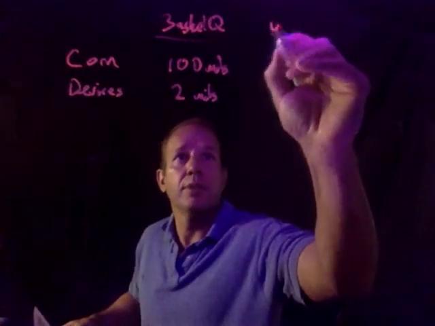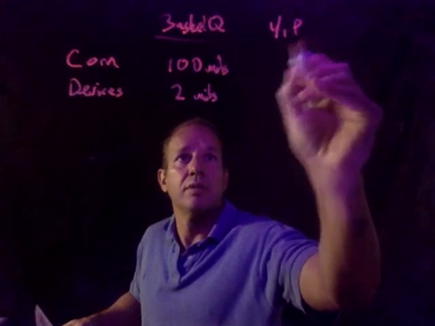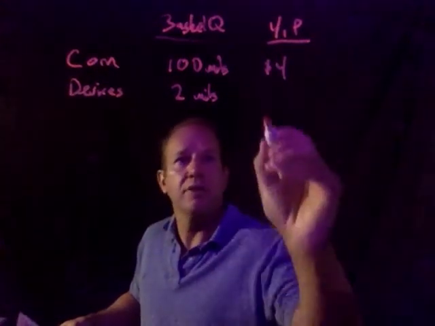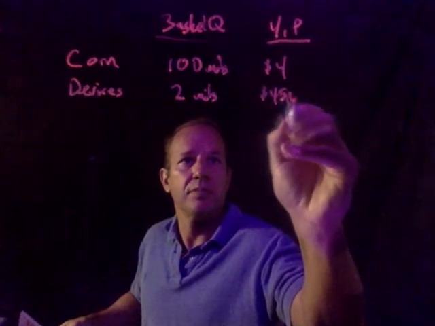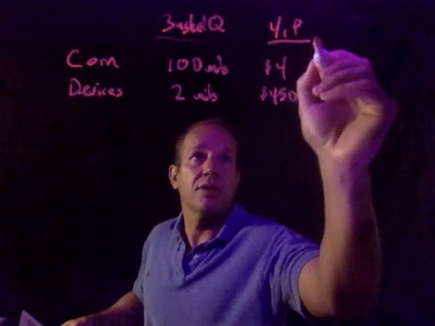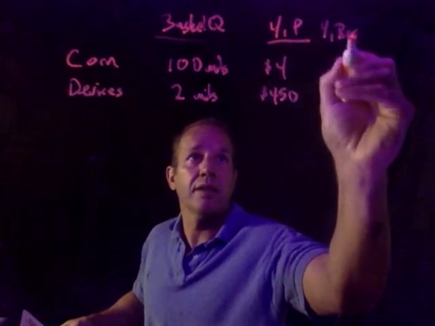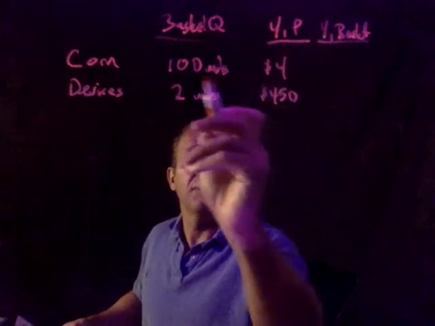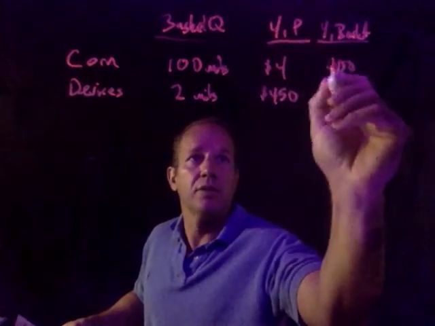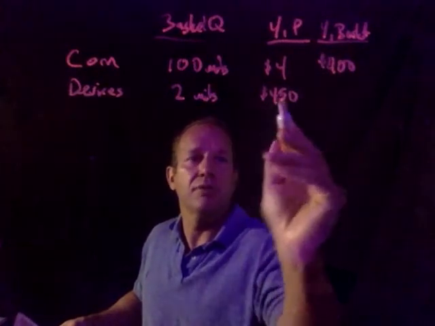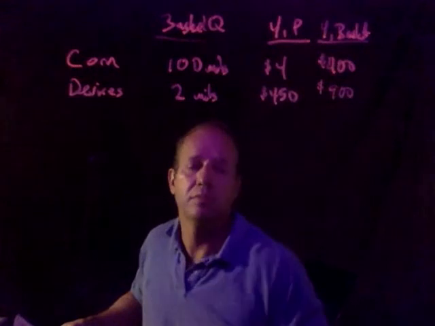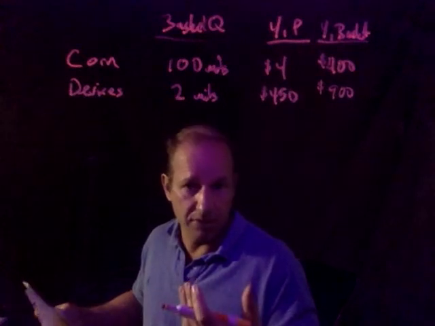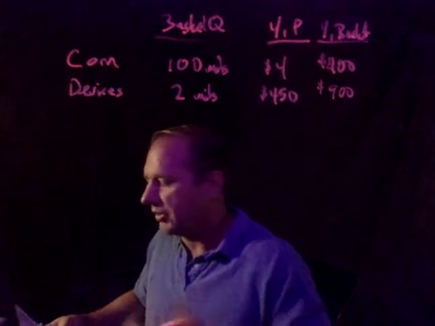So the year 1 price is $4 for corn and $450 for a device. So that's per unit cost. So that means the year 1 basket is, well, if you buy 100 units at 4 each, that's $400. And if you buy 2 units at $450 each, that's $900. Okay? So that's what the typical consumer was spending on these goods, the basket of goods the typical consumer buys, back in year 1. But then some time passes.